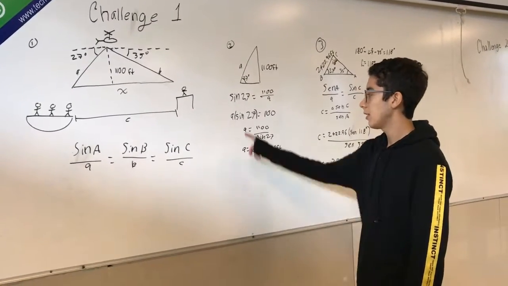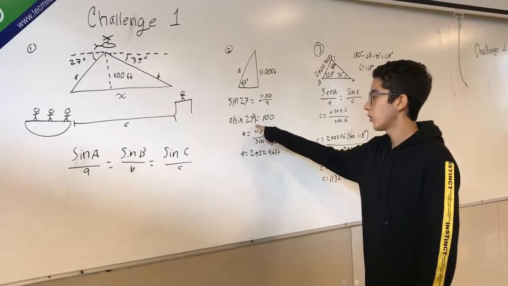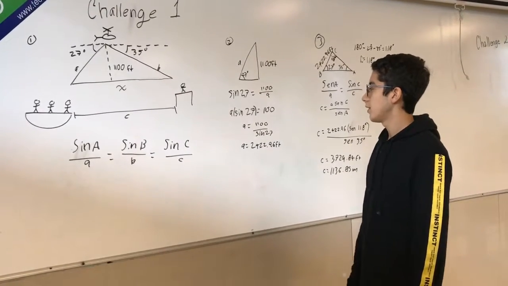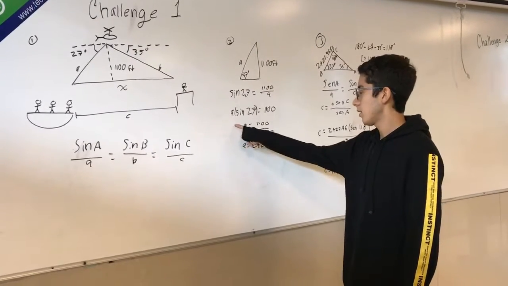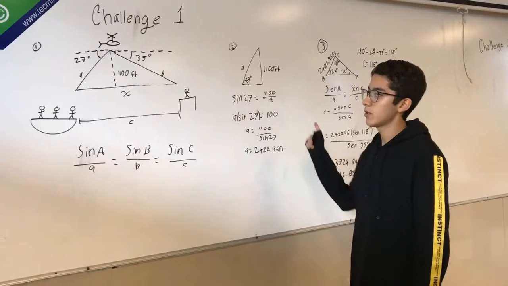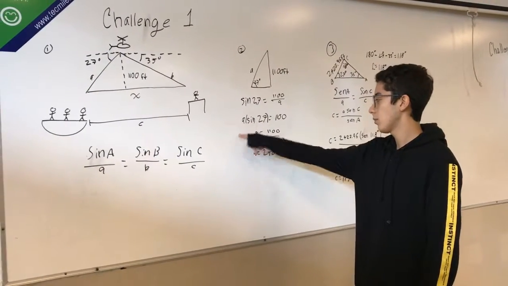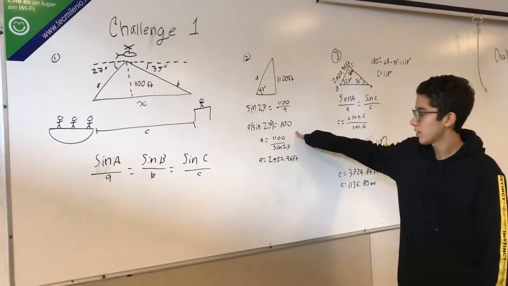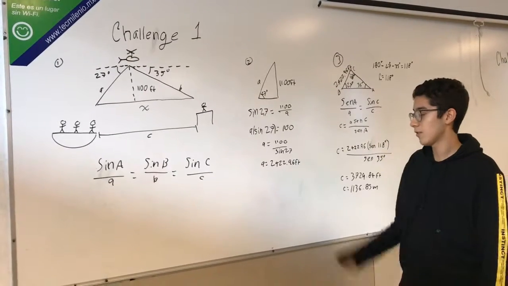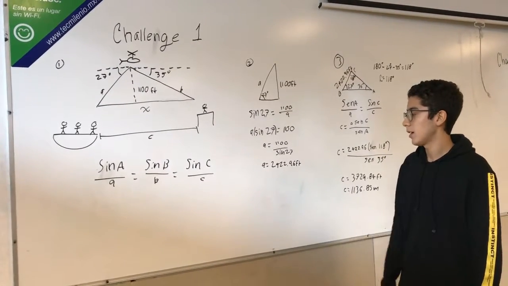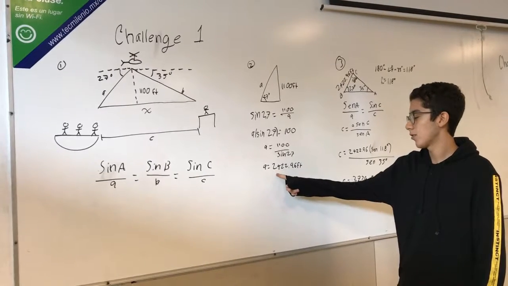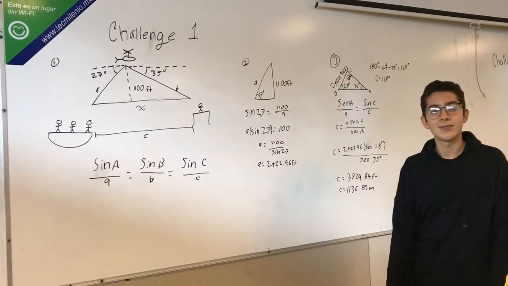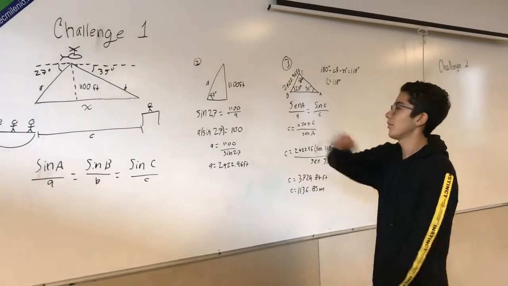Then we need to pass a to the other side of the equation. So it would be a times sin of 27 equals 1,100. We need to pass sin of 27 to the other side. If it's multiplying, it passes dividing. So a equals 1,100 divided by sin of 27. That means a is 2,422.96 feet.